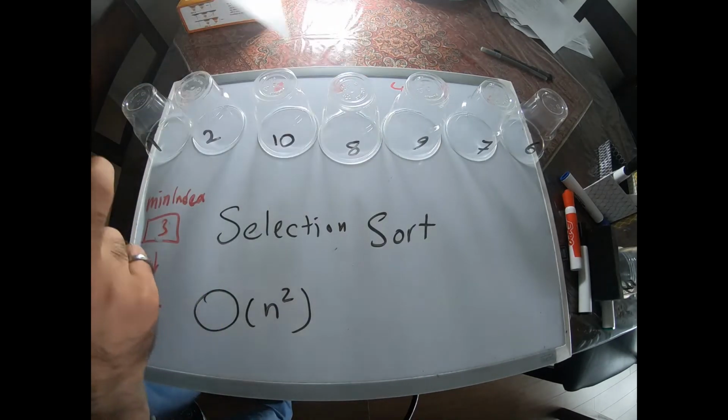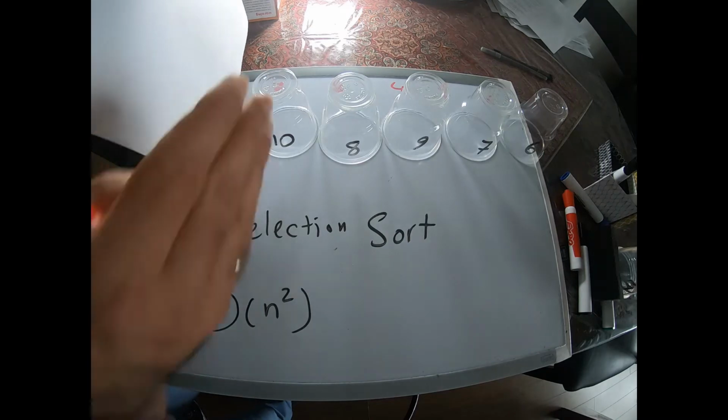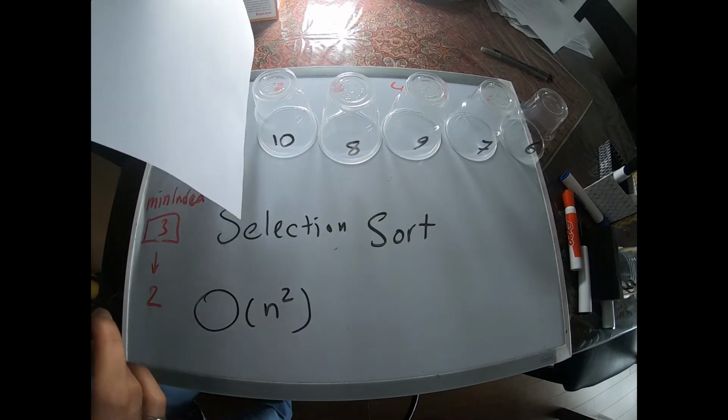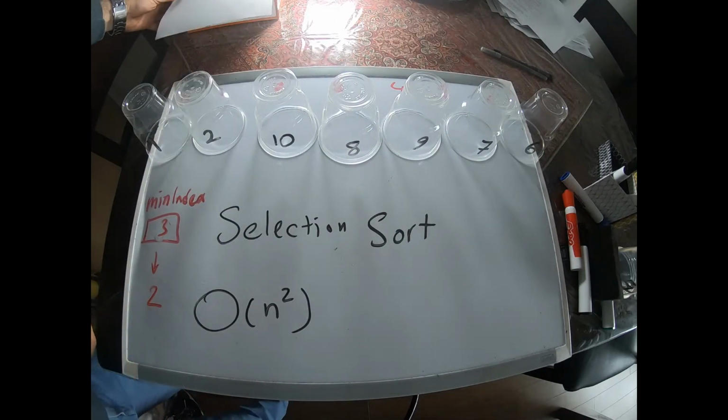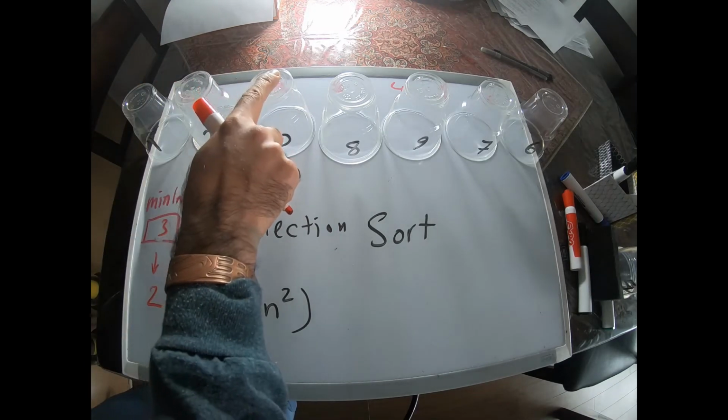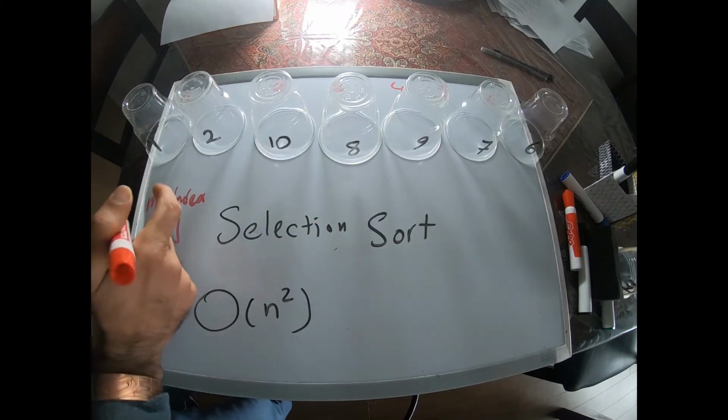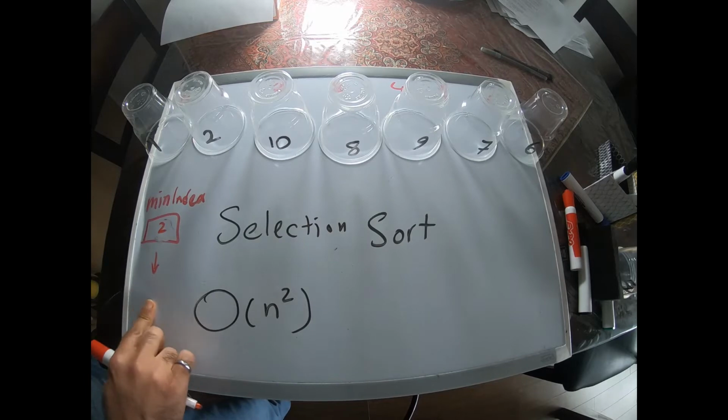So now this part of the array is sorted. This part is not sorted. So what do I do at the beginning of the next round? I select this one to be the minimum index. My minimum number is 10.